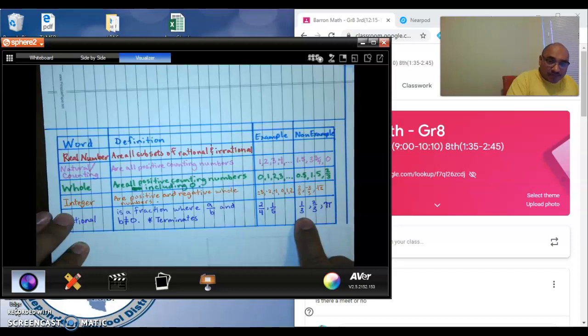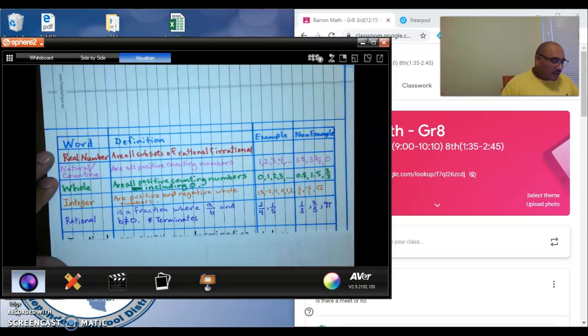A non-example would be 1/3, which is 0.333333, and it goes on forever. That is a non-example because it continues on. 2/3, again, another one that continues on forever. Pi, 3.14, I don't know the rest of the numbers, but it goes on forever. These are just some examples.